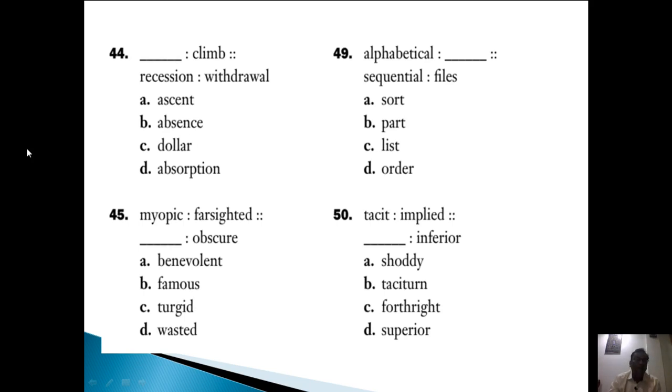What equal for climb, as recession equal for withdrawal? Ascend is a climb, and recession is a withdrawal.